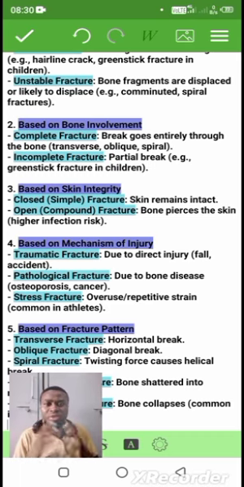Based on the mechanism, like I said on the causes, it can be a traumatic fracture, a pathological fracture, or a stress fracture. Traumatic fracture is due to direct trauma, a fall, or an accident. Pathological fracture can happen due to osteoarthritis, osteoporosis, cancer, osteomyelitis, or any other disease that can cause the bone to break down.